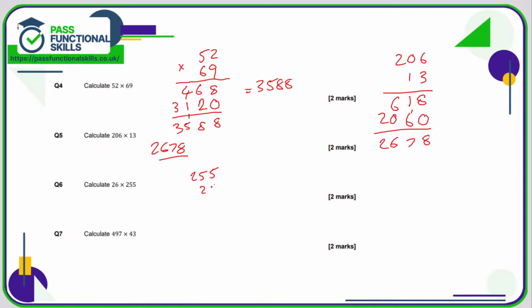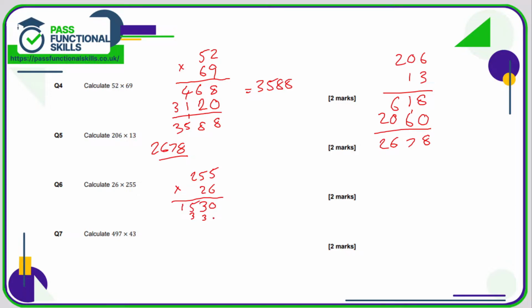255 times 26. When we've got a 3-digit and a 2-digit number, I'd always recommend, well, I'd urge you to put the 2-digit number underneath. Starting with a 6, 6 5s are 30, 0 carry 3, 6 5s are still 30, plus the 3 is 33, so 3 carry 3, 2 6s are 12, plus 3 is 15.